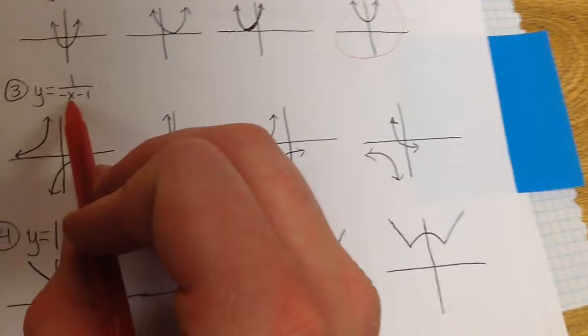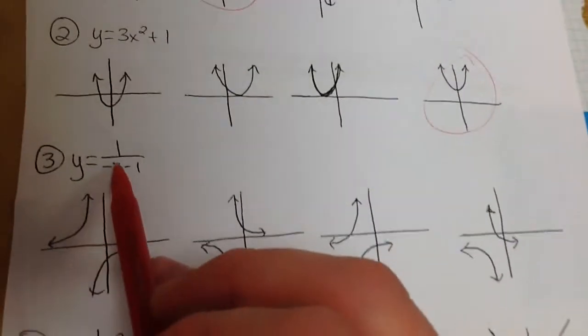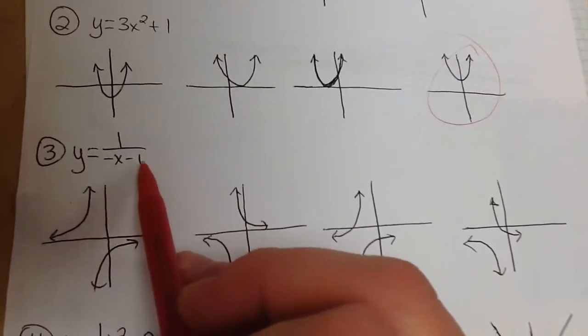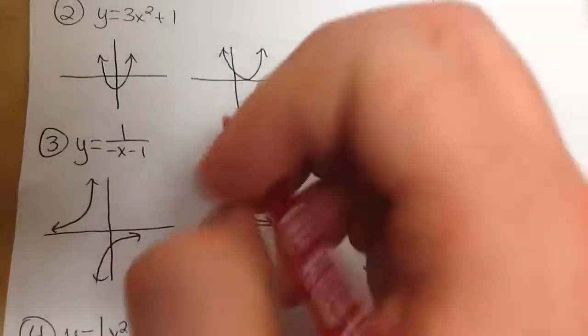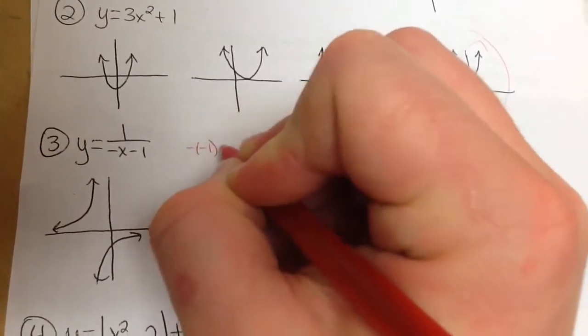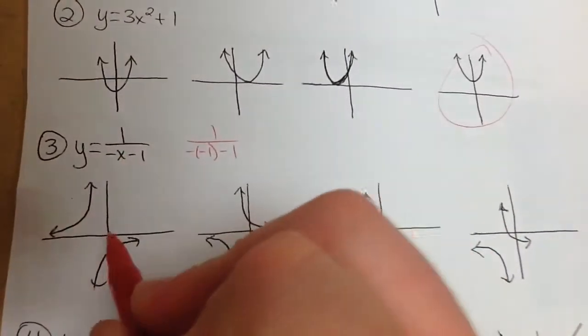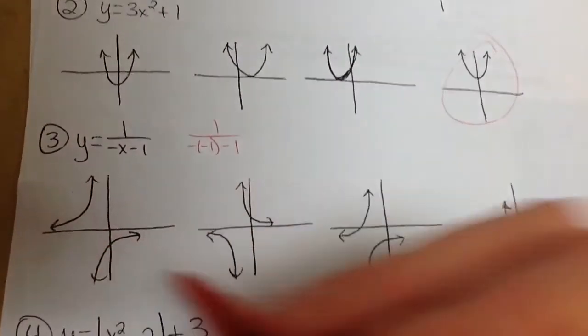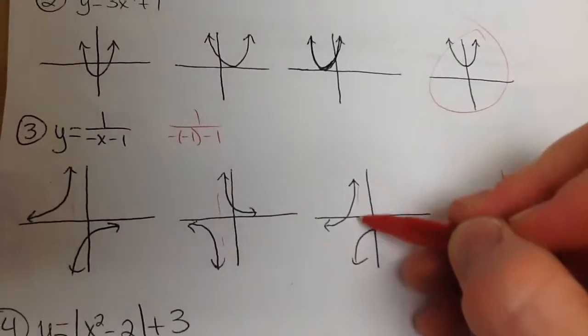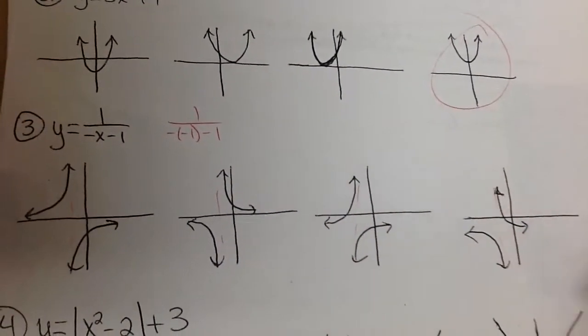That one, let's see. Vertical asymptote would be positive 1? No, because that would be negative 2 on the bottom. But if I plug in negative 1 for x, that gives me 1 minus 1. So my asymptote's at negative 1. Could be that one. Could be that one. Could be that one. Oh, could be any of them.